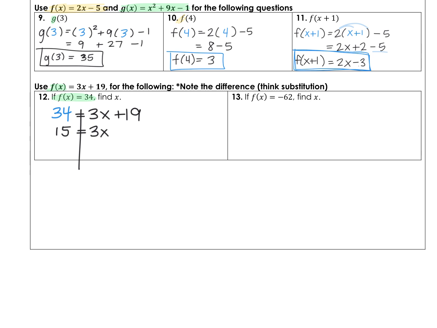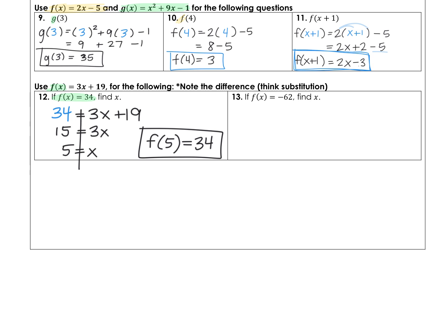Divide by 3. You should have 5. Okay, x is equal to 5. You can also write it in function notation, so that means that f of 5 is 34. That is my favorite way for you to write your answer, because you're giving me the whole thing. When I input a 5, I output a 34. Or, when I output a 34, I should input a 5. I have inputted a 5.